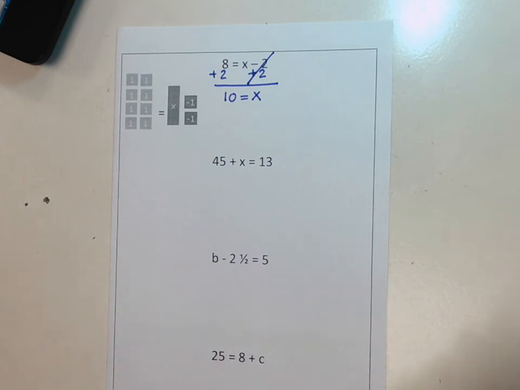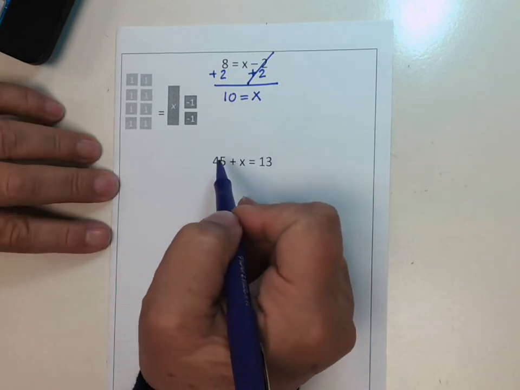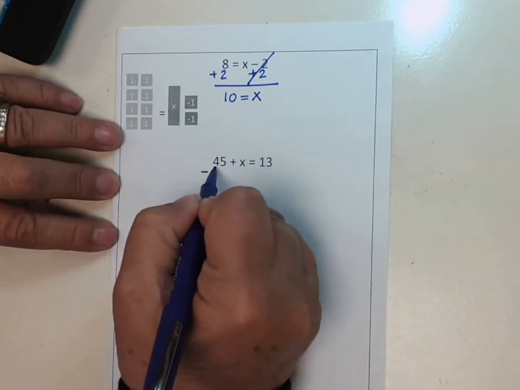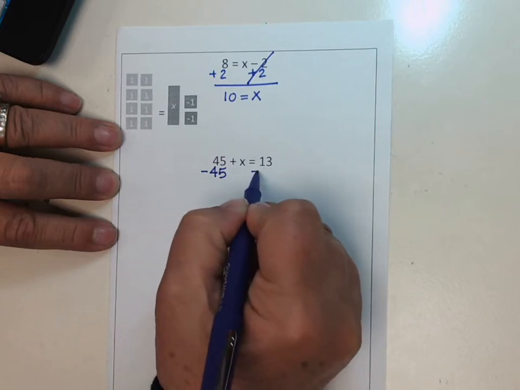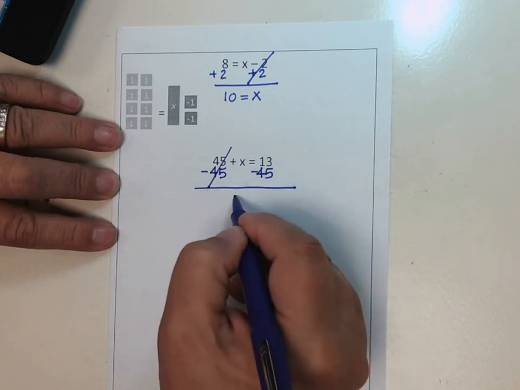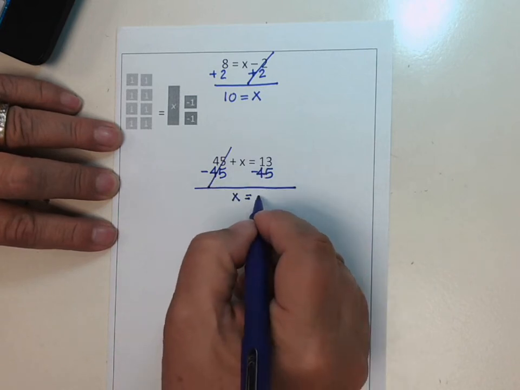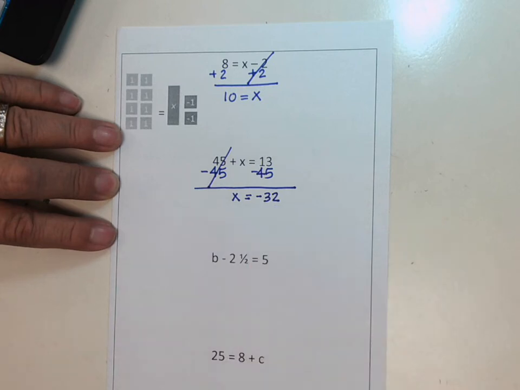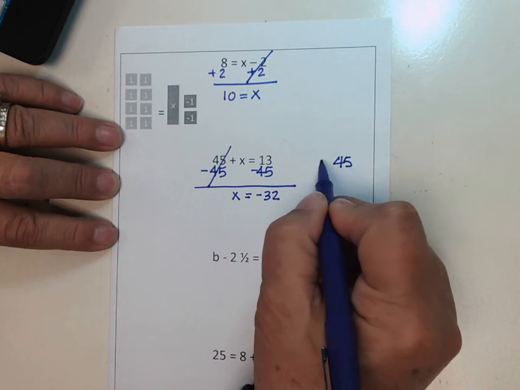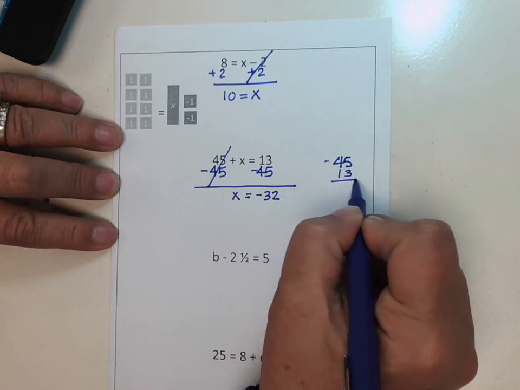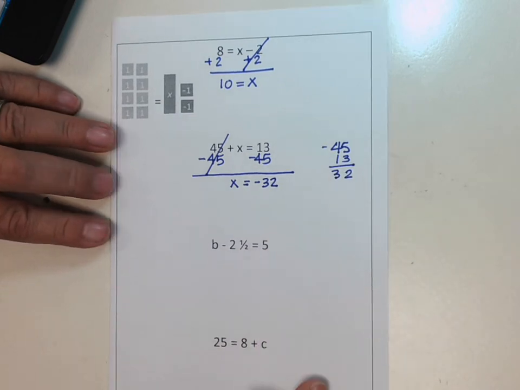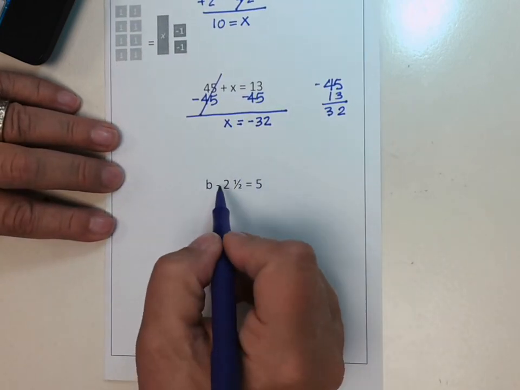All right, on the next one, we have adding. Adding, this is positive. We want to get rid of positive 45. So we want to subtract 45. Okay, those cross out and we get x equals -32. How did I do that? Well, my 45s were negative and there were more of them. And so I killed off 13 of them. And I ended up with some negatives.